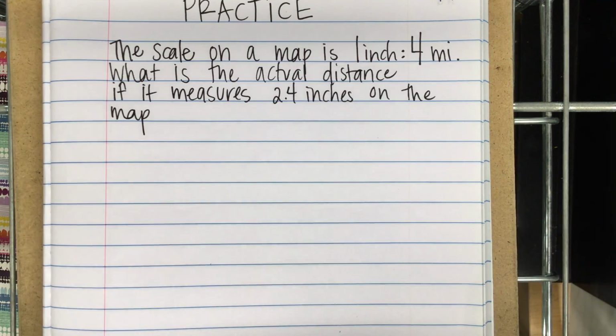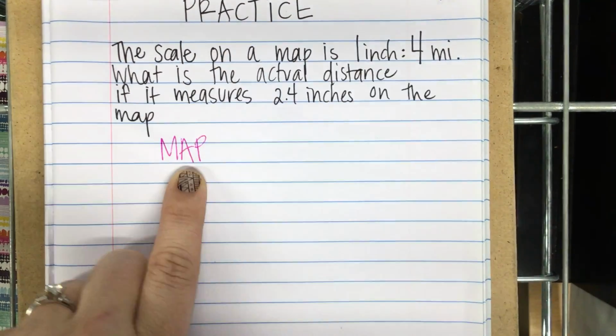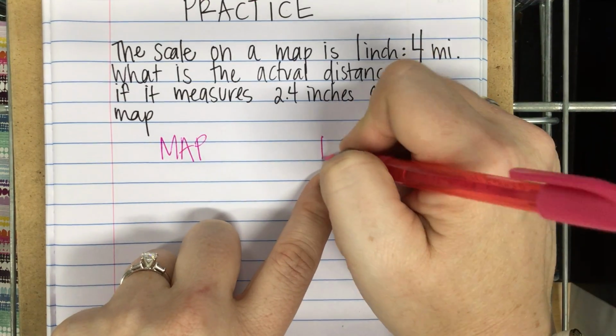All right, but what are the two things that I'm comparing? What are my two objects? Inches to miles. Not inches to miles. Miles to inches. Nope. What am I comparing? The map. The map and the scale. Not the scale. Real life. Real world.